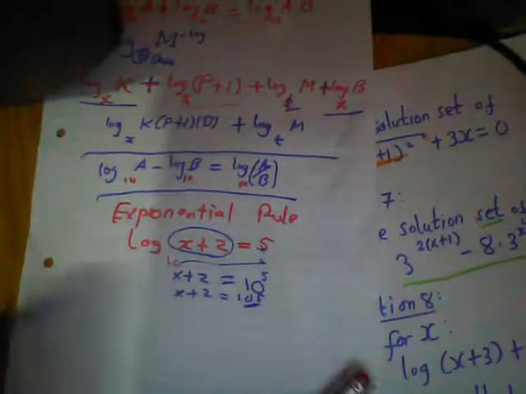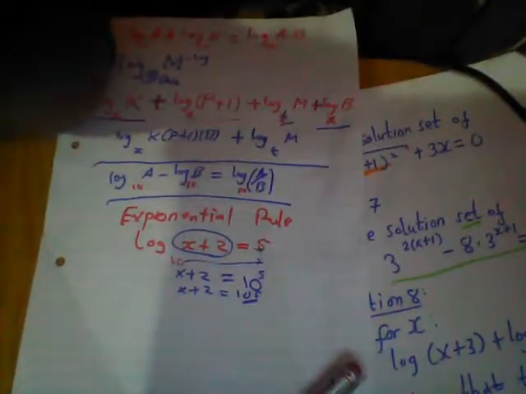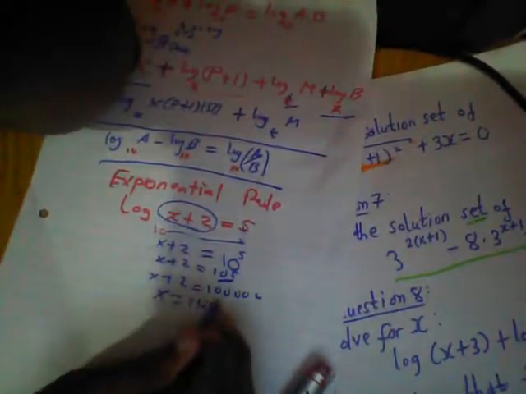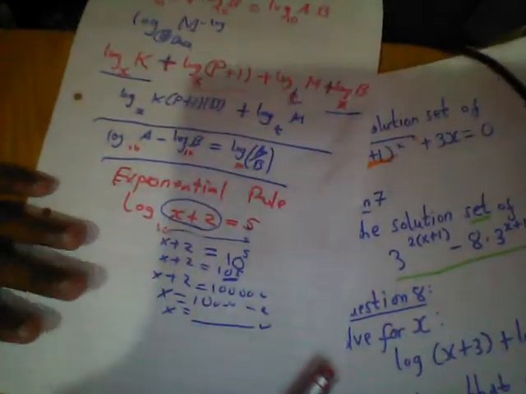This 10 power 5, you put in the calculator and you get 10 times 10 times 10 times 10 times 10, which is going to be 100,000. So x plus 2 equals 100,000. The 2 goes over, so x equals 100,000 minus 2. So x equals the right answer. That's how the exponential rule works.